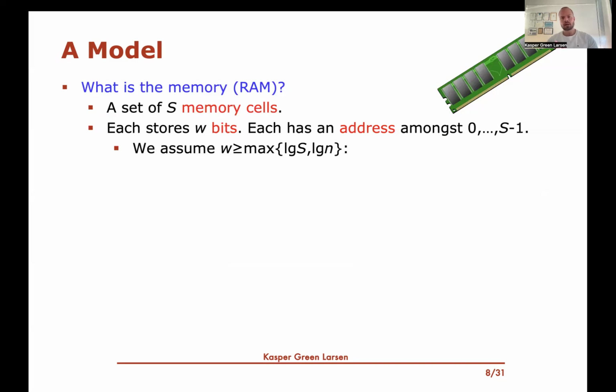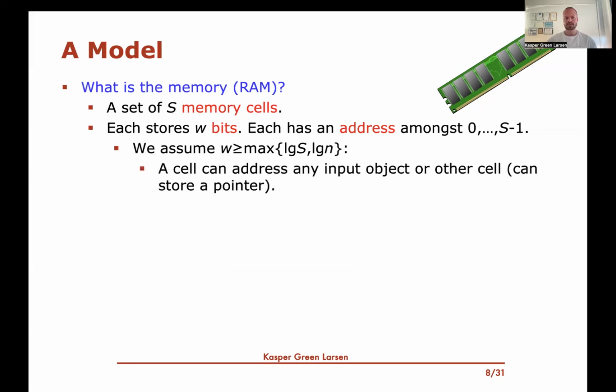When we prove such lower bounds, it's very common to assume that the number of bits in a memory cell is at least the maximum of log S and log N. And why is this? It's because we normally think of a memory cell as being able to at least address any input object. If we have N input items, that number of bits is enough to give each item an ID, say the name of each of the nodes in the graph.